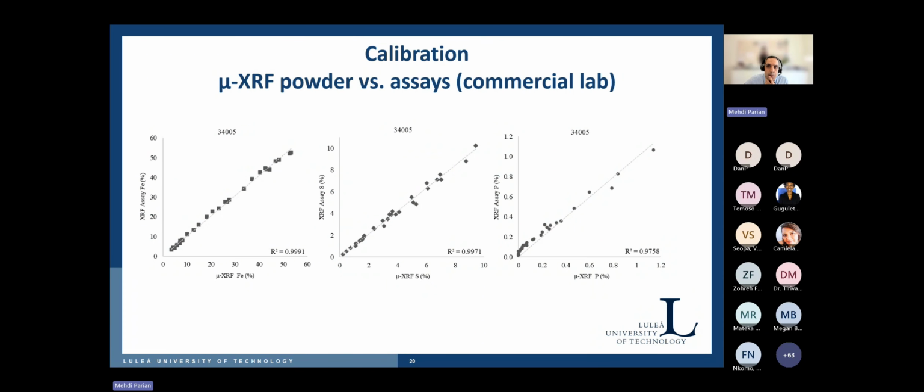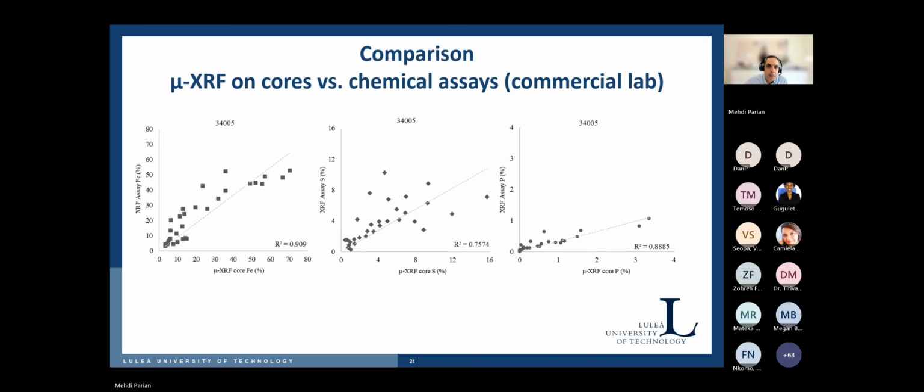At the first stage, we calibrated the micro XRF by analyzing the same powder samples that were sent to the commercial lab. The graphs you see for iron, sulfur, and phosphorus show the results after calibration. So overall, we see very good correlation between bulk micro XRF analysis on powder that we did and the results from the commercial lab. So we are mostly focusing here on iron, sulfur, and phosphorus, which is relevant for iron ore processing.